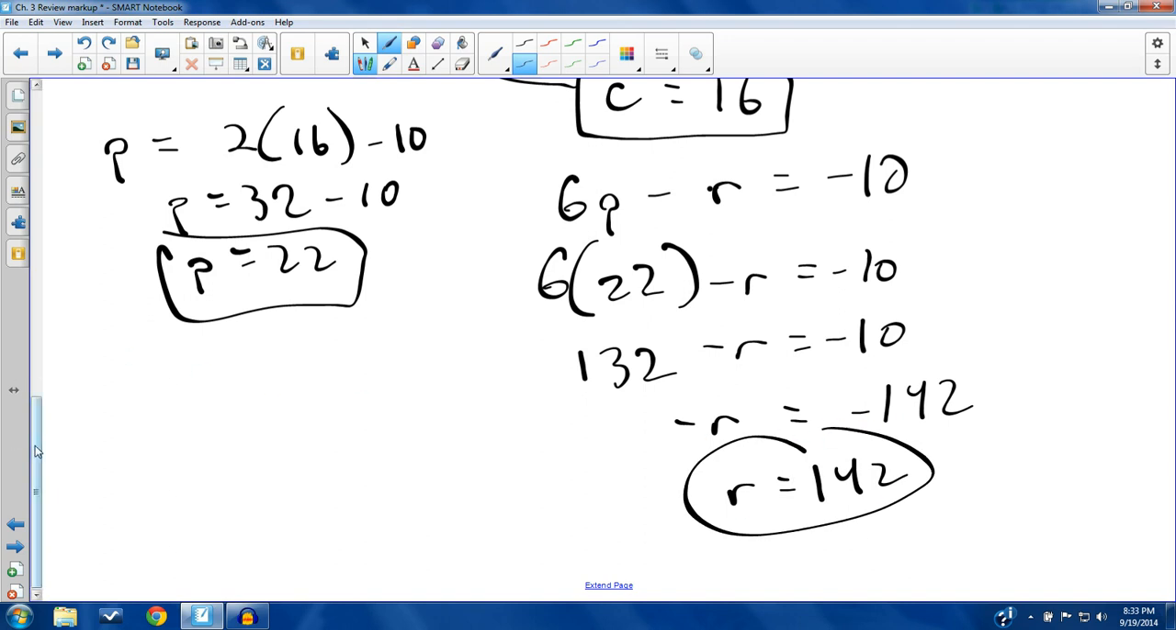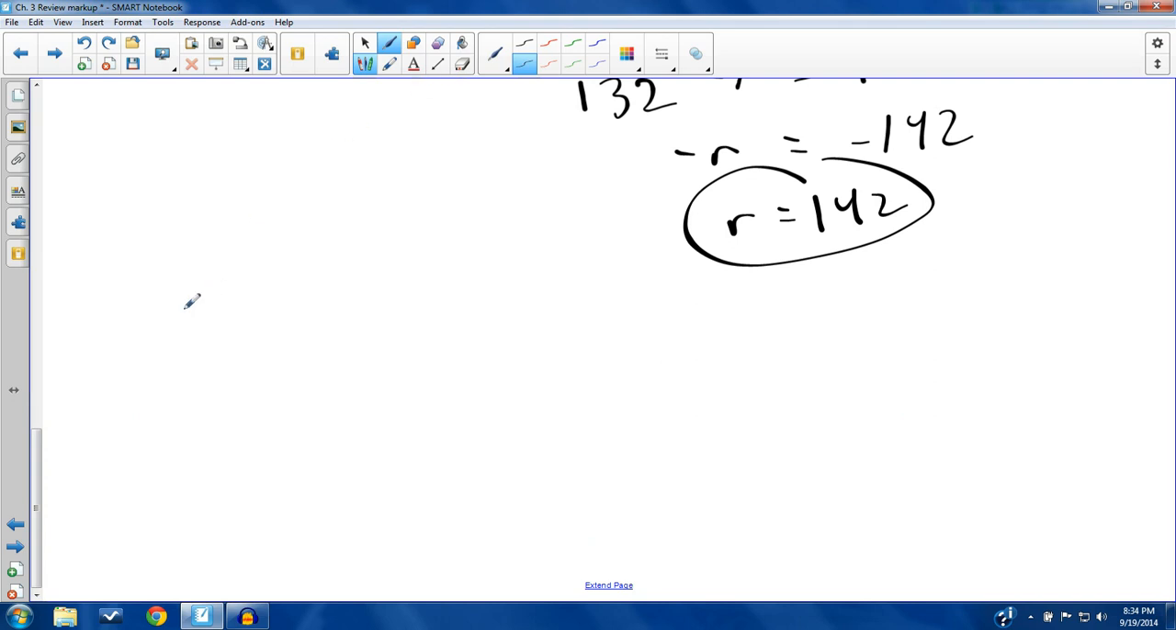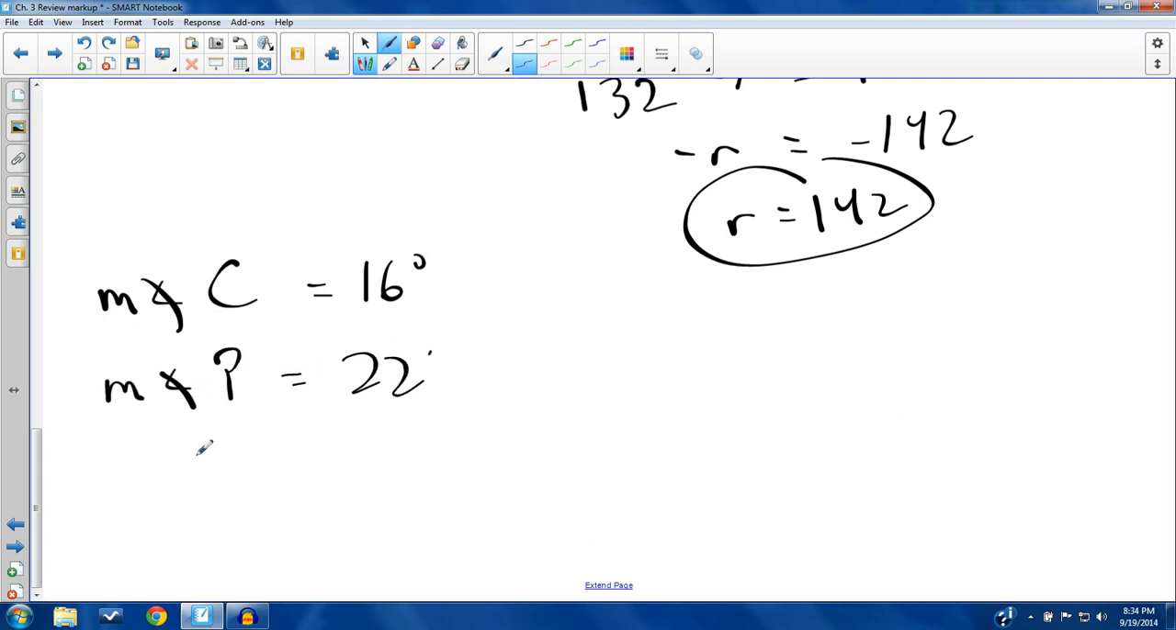Okay, so your final answers are, again, if you want to write this as complete sentences or whatever: measure of angle C, I believe, was 16 degrees. Measure of angle P was 22 degrees. And measure of angle R was 142.